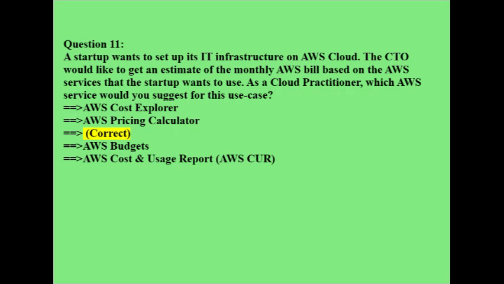Question 11. A startup wants to set up its IT infrastructure on AWS Cloud. The CTO would like to get an estimate of the monthly AWS bill based on the AWS services that the startup wants to use. As a cloud practitioner, which AWS service would you suggest for this use case? Option: AWS Cost Explorer. Option: AWS Pricing Calculator. Option: AWS Budgets. Option: AWS Cost and Usage Report, AWS CUR. Hence correct answer is Option: AWS Pricing Calculator.